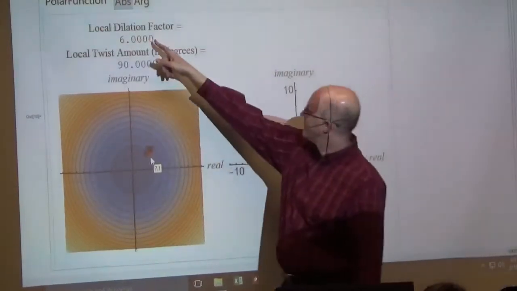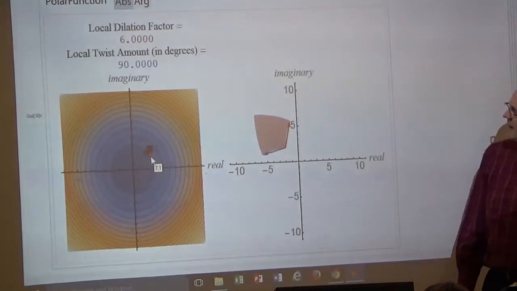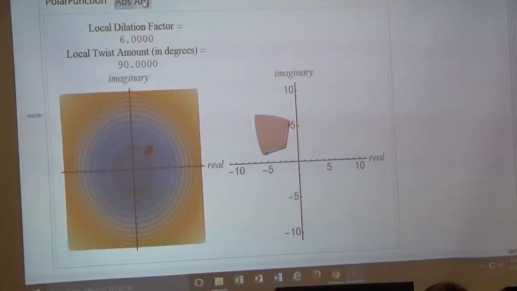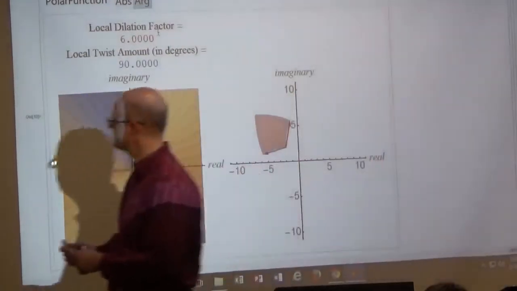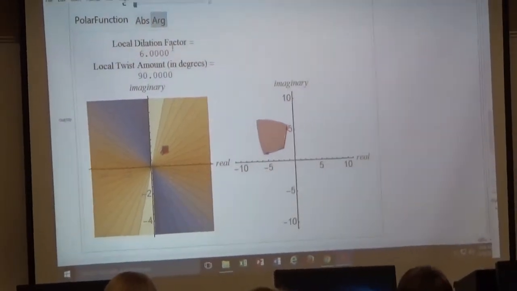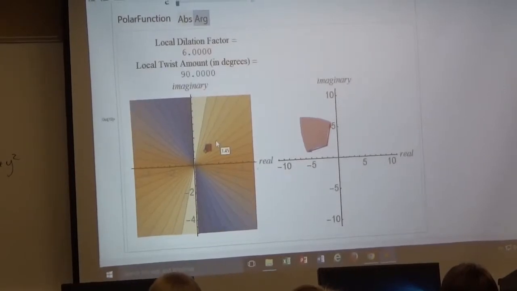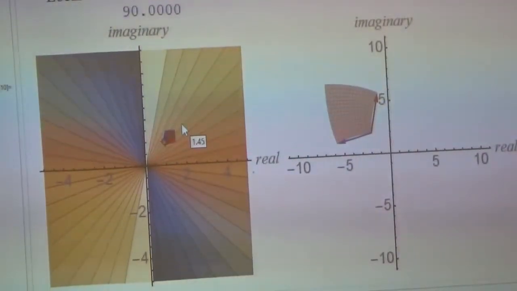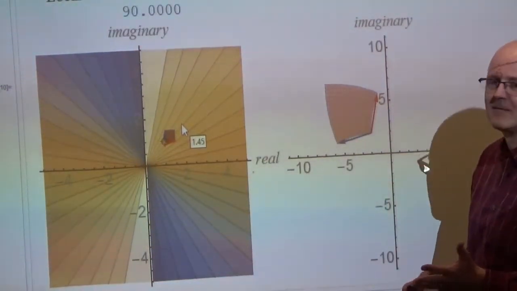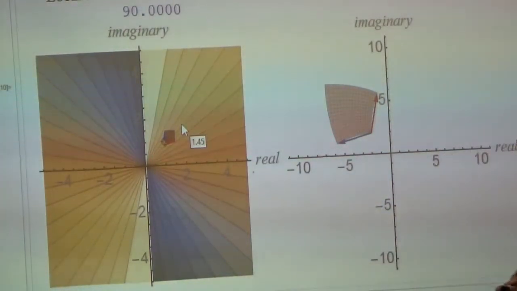Actually, it looks like the local dilation factor I have up here to be 6, so we're not quite up to the 7 there. What's the local twist amount? In degrees, it's 90 degrees. If I look at the contour map of the argument function, argument of z squared, I get this graph. Hover over these level curves here. This one, the argument's about 1.45 radians. What would that be in degrees? Let's see. 1 radian's about 57 degrees, I think. Does that sound right? This should be close to 90 degrees. 1.45 radians. The next level curve up here is 1.74. The argument of z squared is a bit bigger than the argument of z squared down here.